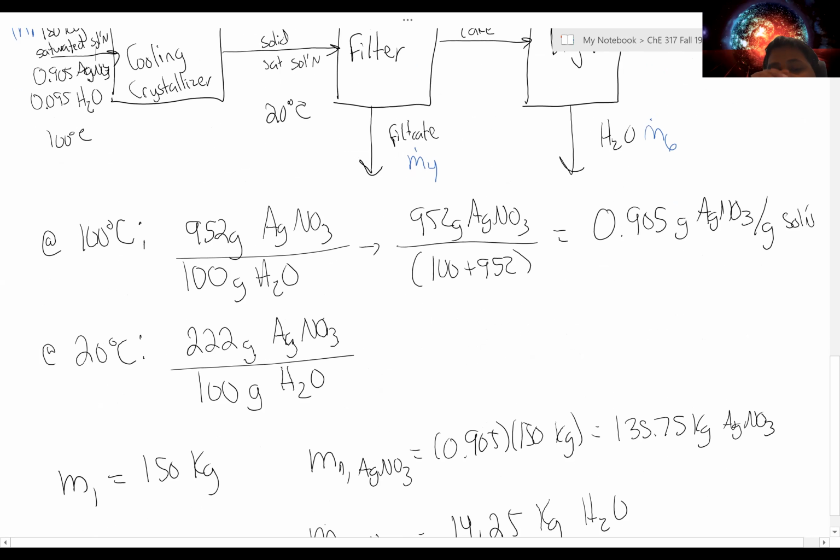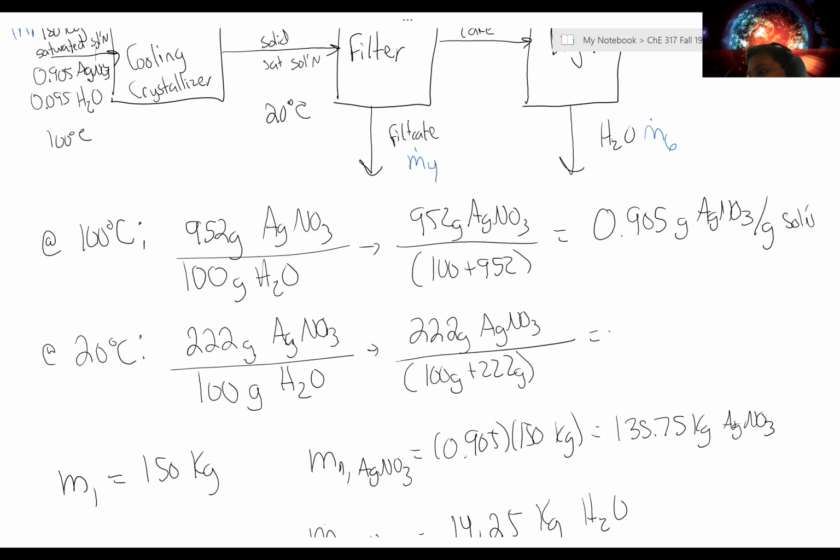So with that in mind, if this system's at 100 degrees C and it falls to 20 degrees C when it leaves, the mole fraction in that saturated solution should be, using that same method, 222 grams of silver nitrate over 100 grams plus 222, or about 0.689 grams of silver nitrate per gram of solution.